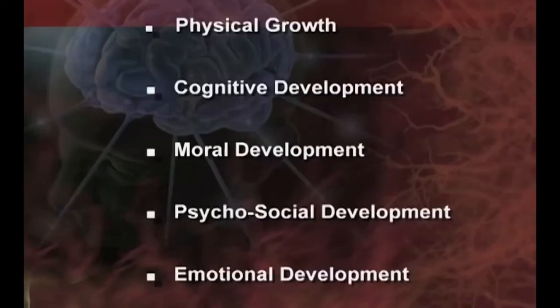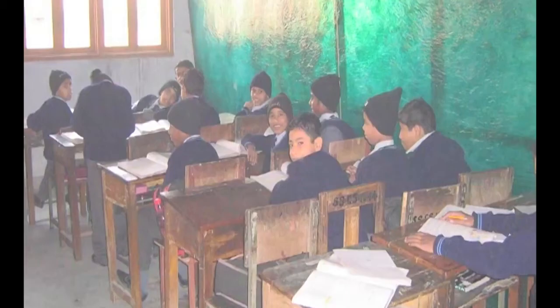The process of growth and development is studied basically in 5 areas. That is, physical growth, cognitive development, moral development, psychosocial development, and emotional development. Physical development, which is also termed physical growth, there is unfolding of the genetic potential of the individual due to maturation.